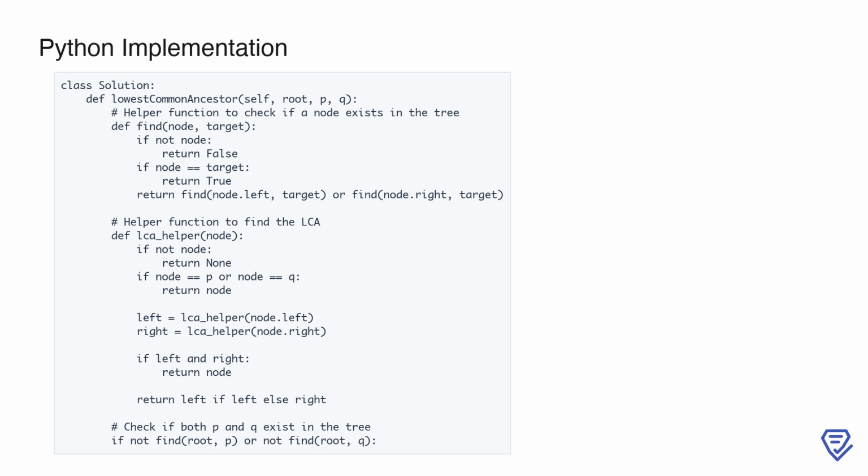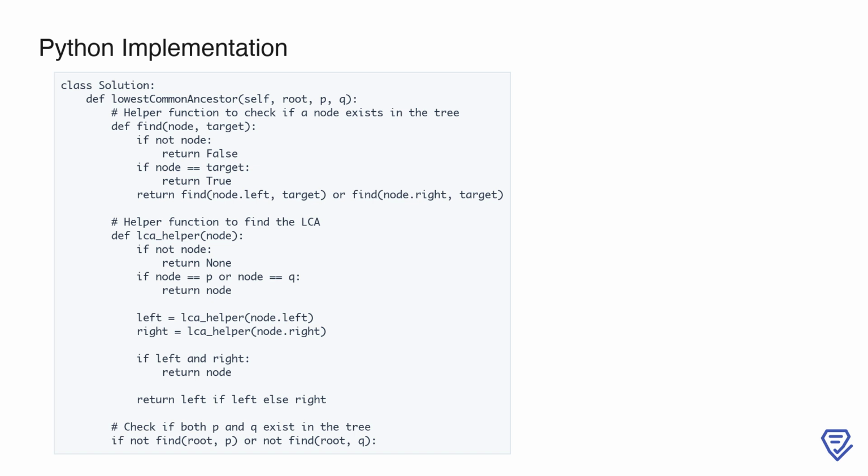If the current node is null, it returns false, indicating the target is not in this branch. Next, we define another helper function, LCA_helper, which actually computes the lowest common ancestor. If the current node is null or matches one of the nodes P or Q, it returns the current node as a possible ancestor. Otherwise, it recursively checks both left and right subtrees for potential ancestors. If both left and right subtrees return non-null values, it means the current node is the lowest common ancestor, as the two nodes are found in separate subtrees. If only one subtree returns a non-null value, it propagates that result upward.